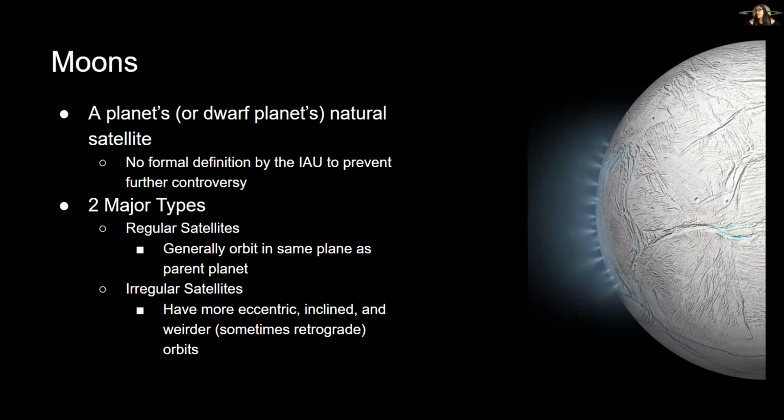But two major classifications for natural satellites, aka moons, are regular and irregular. Regular satellites basically refer to moons that generally follow the same plane of orbit as their parent planet. During solar system formation, whatever material was left over from the planet's formation was around the planet itself, and many times this exact material coalesced into a moon or multiple moons.